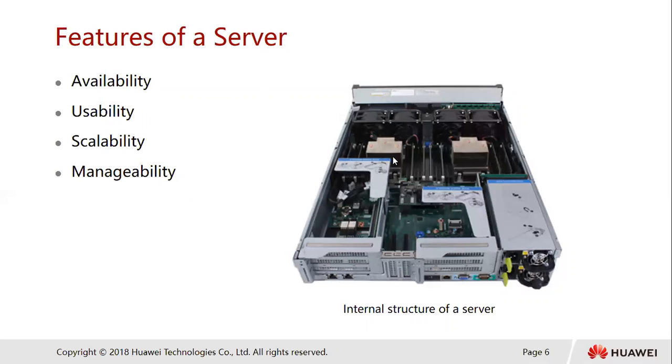Features of a server. This is the internal structure of a server. This is how the server looks like internally. Okay. So the first feature is availability. A server must be available always. A server has to run 24/7. And then a server must be usable, usability. So a server here serves so many users.